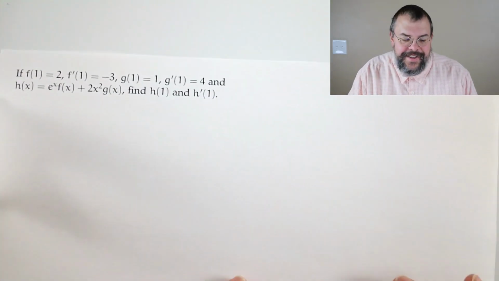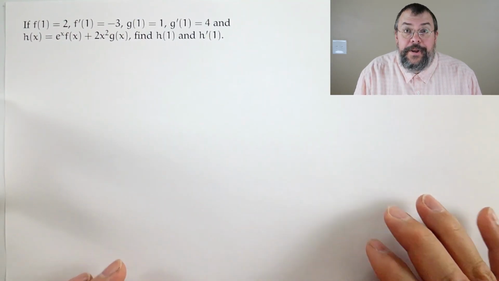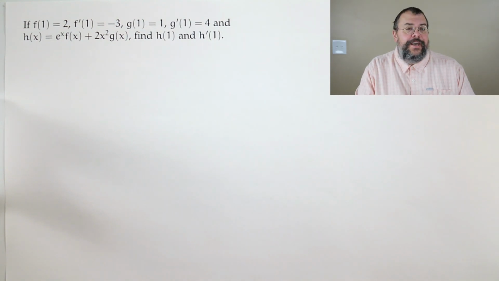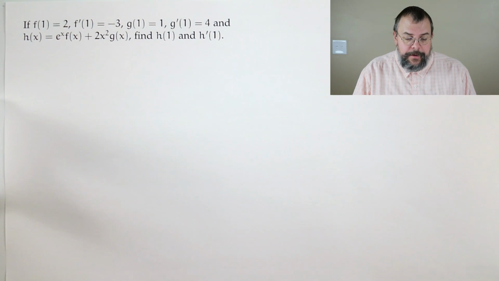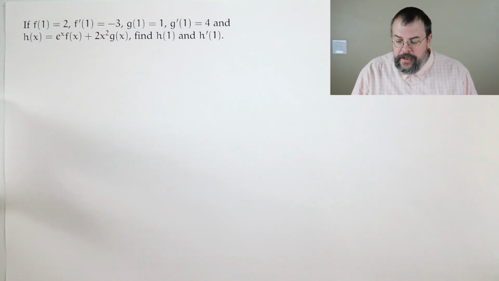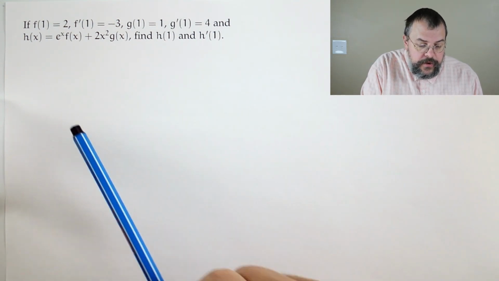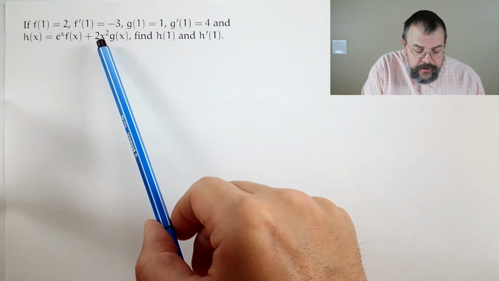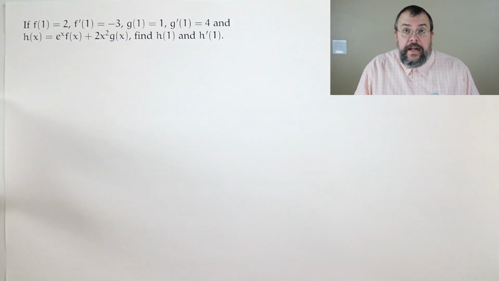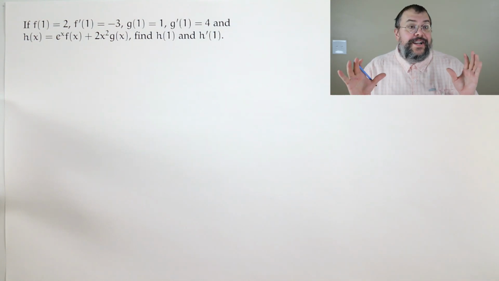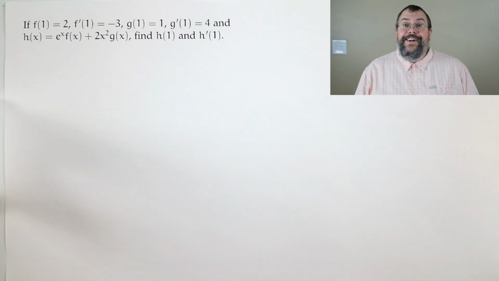All right, our last one for this round. Okay. So suppose we know some information. We have functions f and g, and we're told the following. Namely, f of 1 equals 2, f prime of 1 equals negative 3, g of 1 equals 1, g prime of 1 equals 4. And that's about all we're going to know about f and g. So we actually don't know what f and g are.